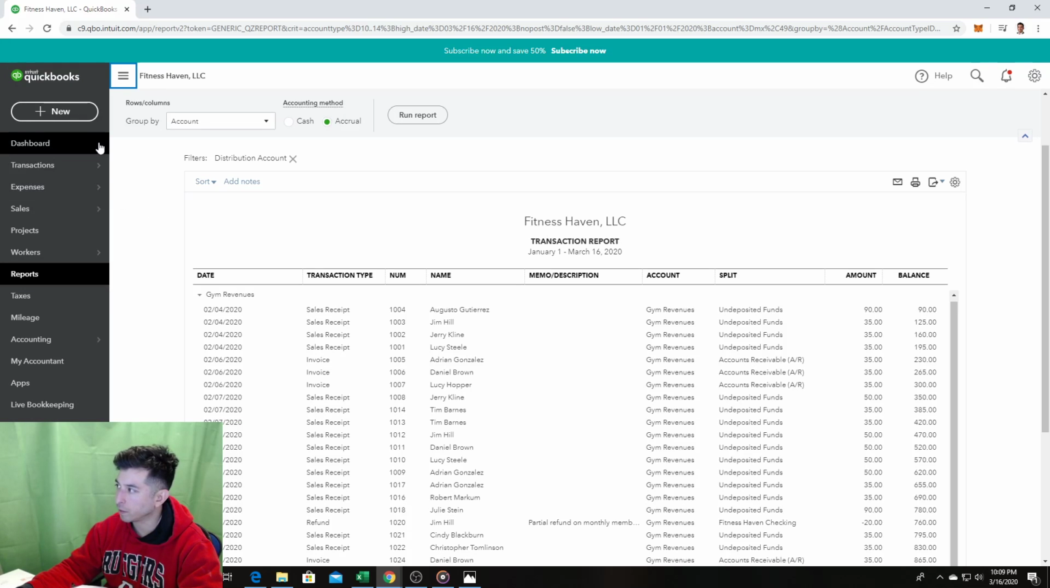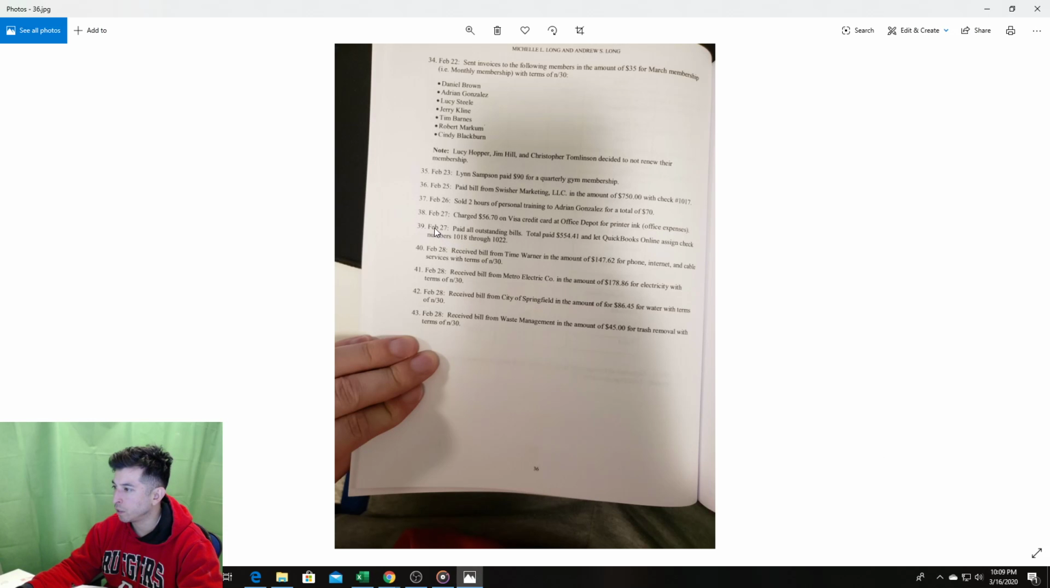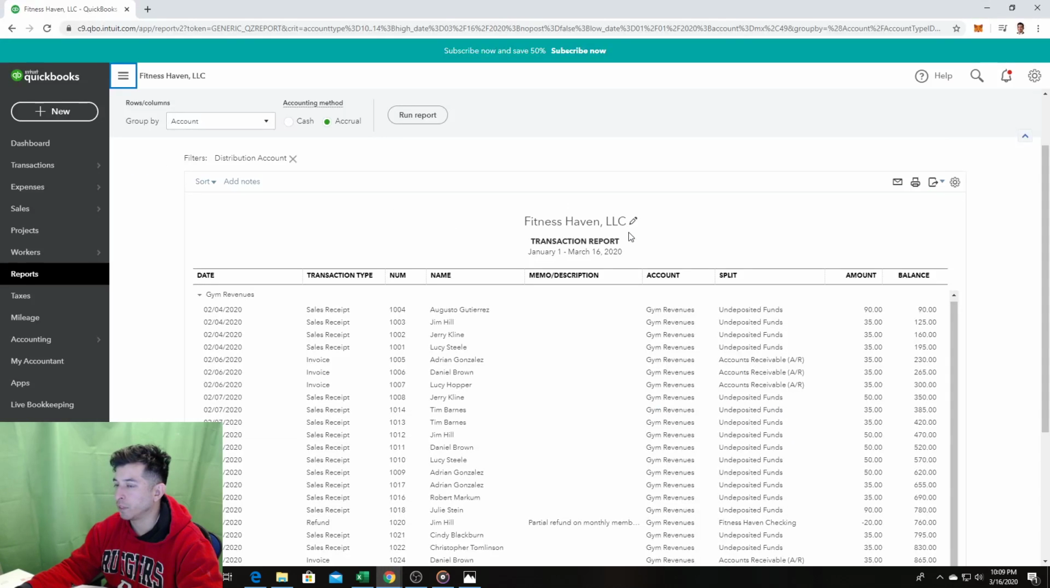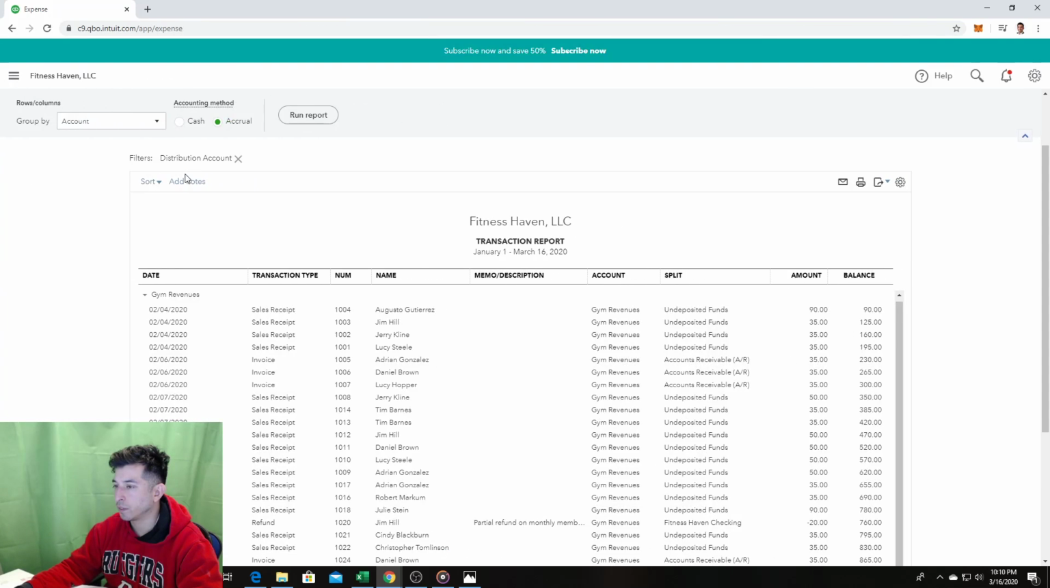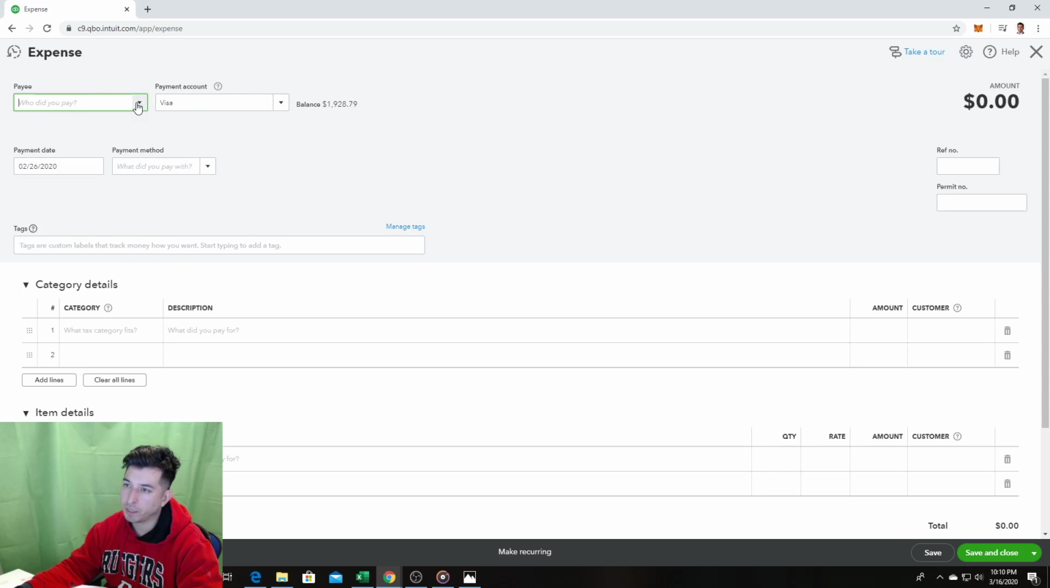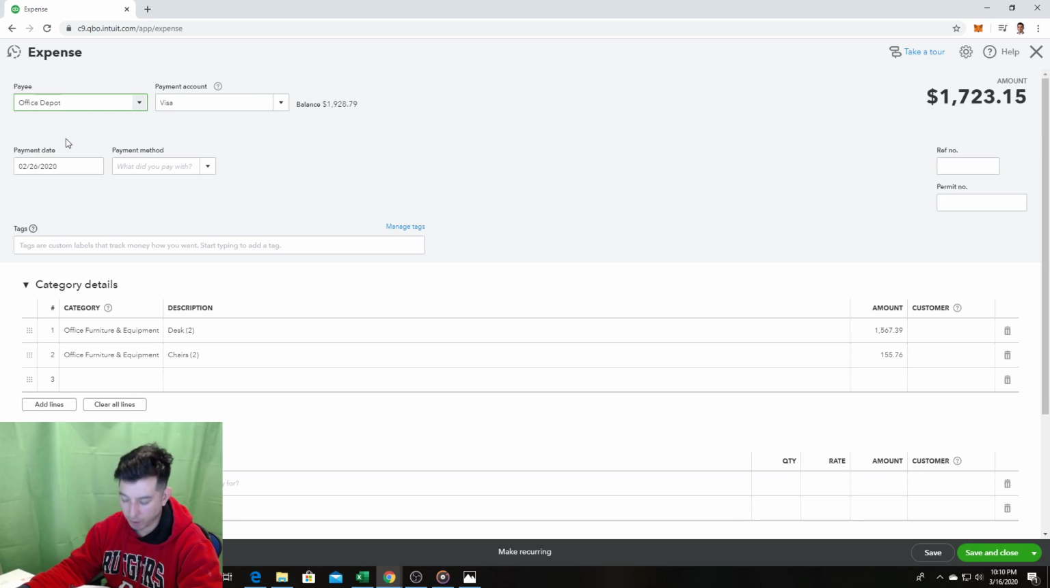So, next item is going to be transaction number 38. February 27th, charged $56.70 on Visa credit card at Office Depot for printer ink. Office expenses. Okay, so let's take a look here. Expenses. What did you pay? Office Depot. So let's enter Office Depot. Payment date of 27th. Payment method is going to be Visa, credit card. Payment account, Visa.